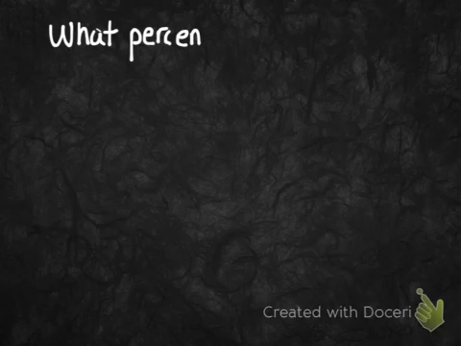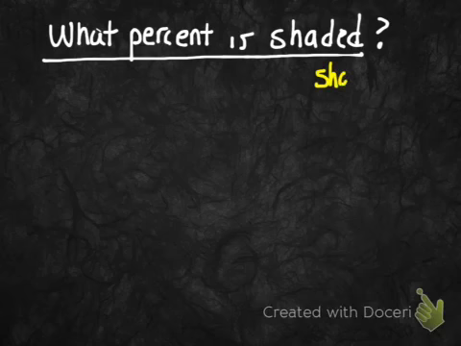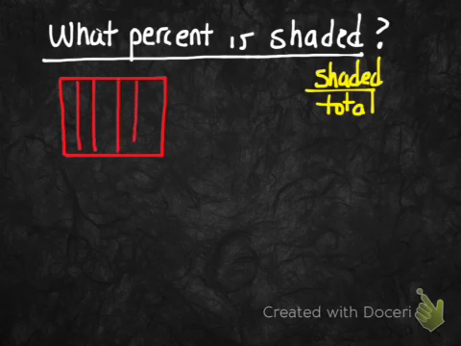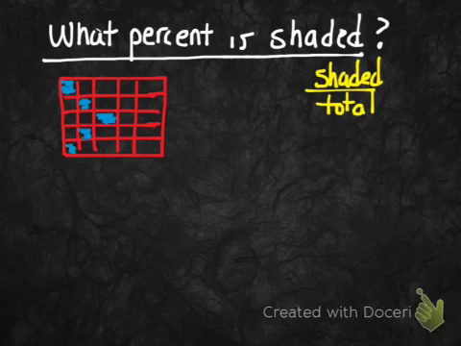Let's take a look at a little different representation of a percent. So what percent of this shape that you see here is shaded? And that means you're going to have to take the shaded portions over the total amount. So here's our shape, and you already have this on your outline.